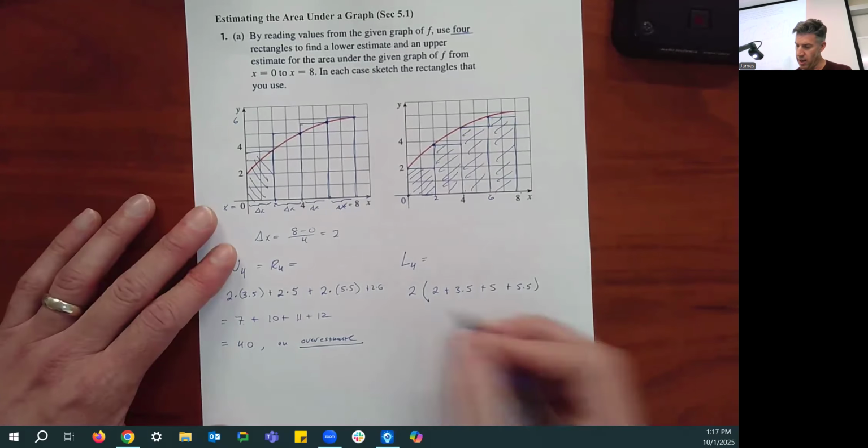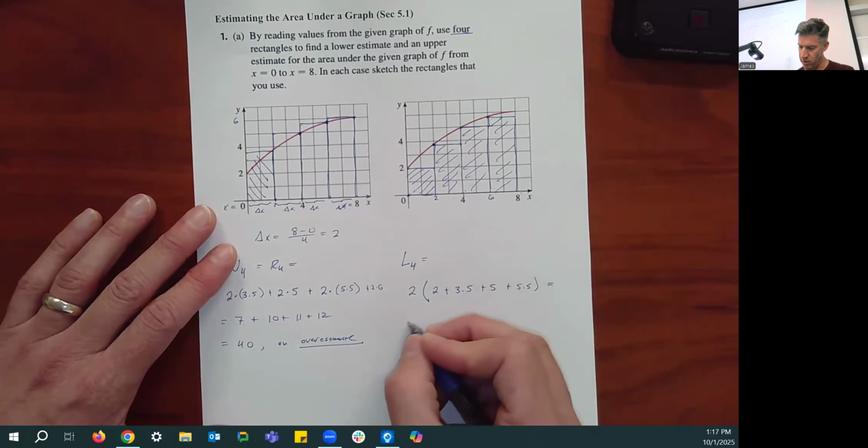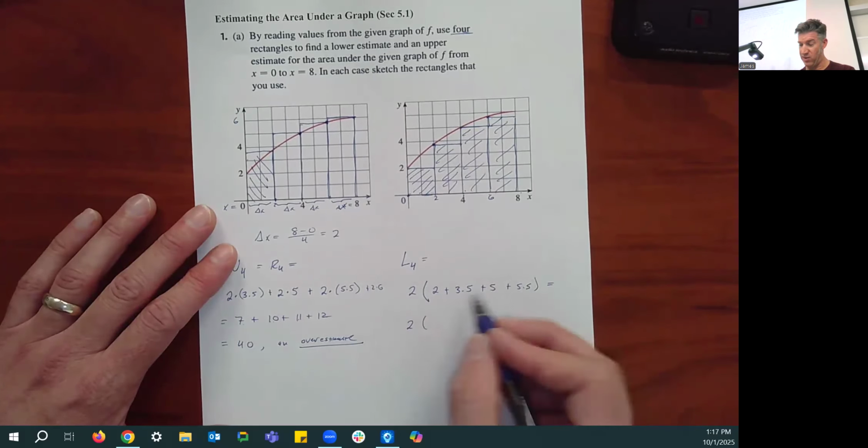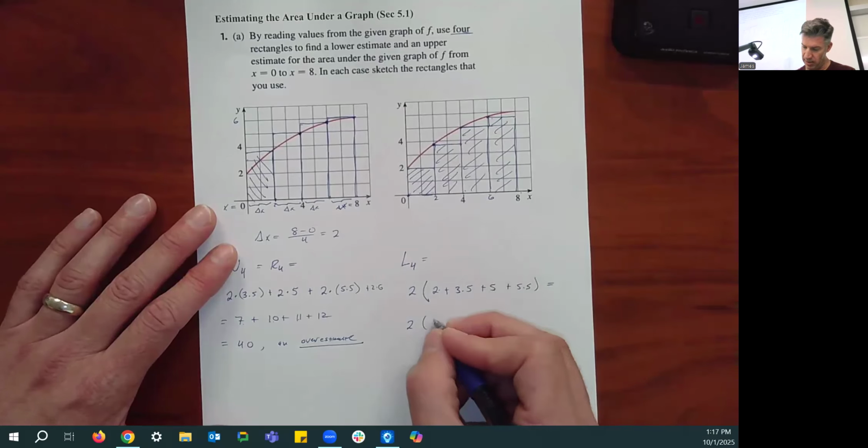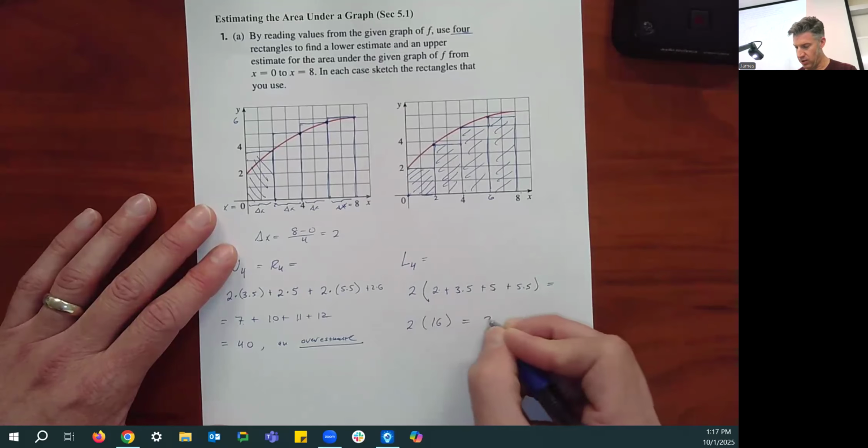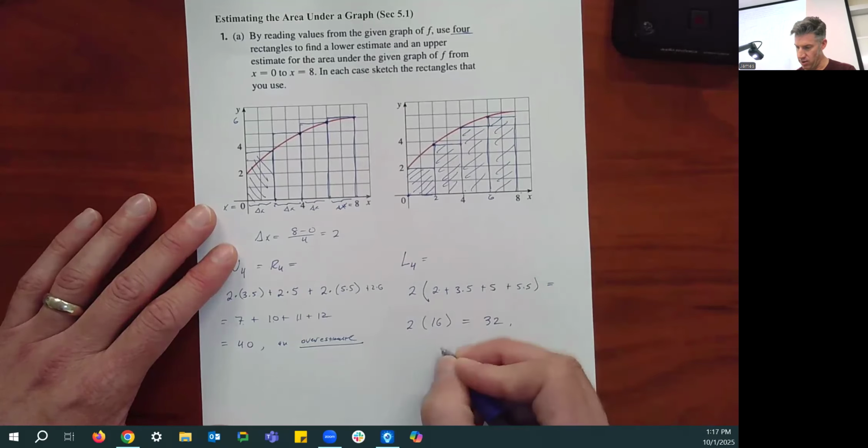That's okay. Adding these up together, we get 2 times, let's see, 5.5 plus 3.5 is going to be 9, plus 5 plus 2 is going to be 16. So 2 times 16 is 32. And that's going to be obviously an underestimate.